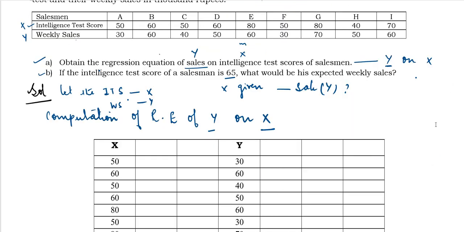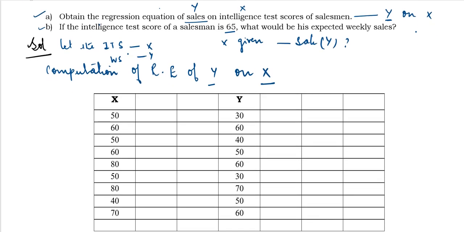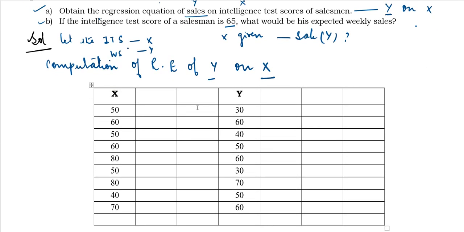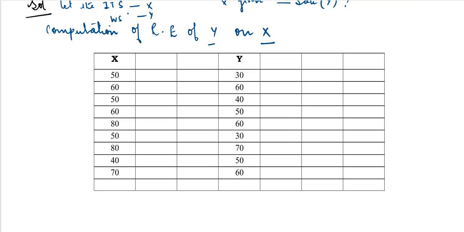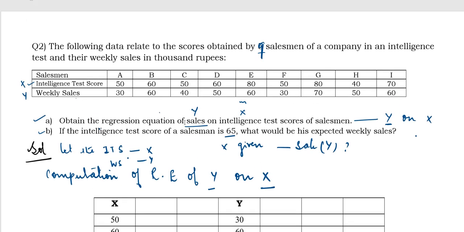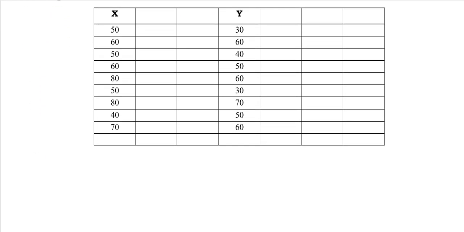So now we are going to decide which method we are going to adopt. As I've told you, the direct method is not that used. Since it is 2 digit, it is better either to go for the arithmetic mean method or the assumed mean method. Okay. यहाँ पे आपको क्या निकालना है? You have to find out the regression equation of sales on intelligence test. As I've told you, you have to find out the regression equation of y on x.